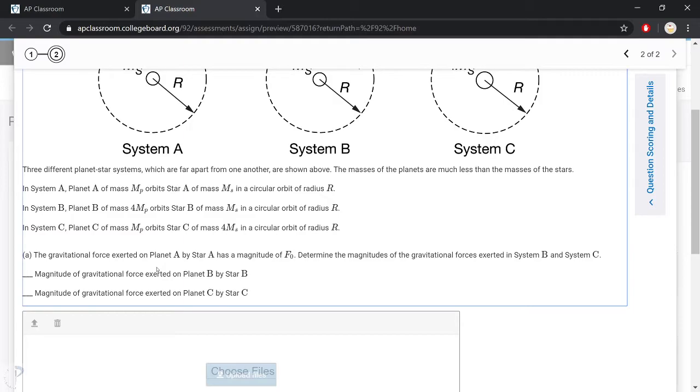The gravitational force exerted on planet A is F0. Determine the magnitude of the gravitational force exerted in System B and System C.